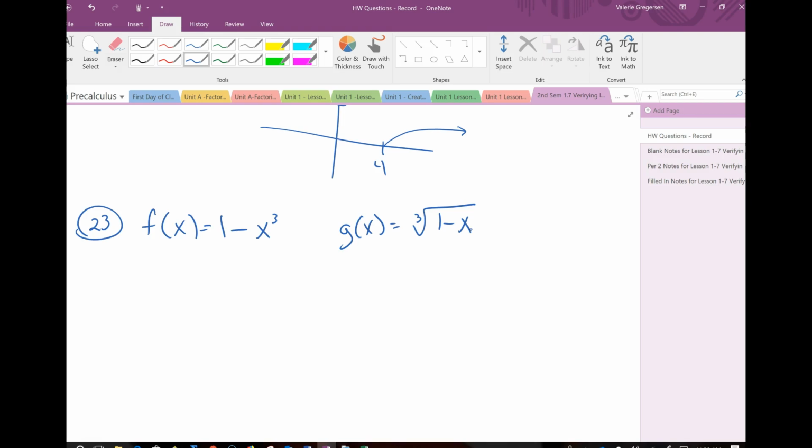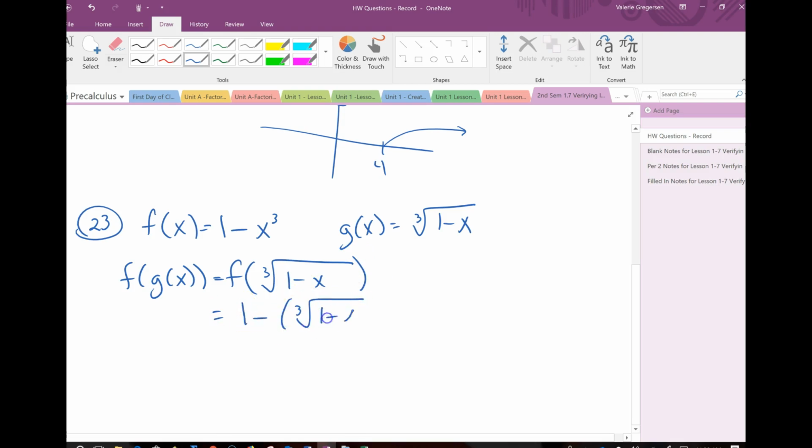So verifying this, it's easy for us to do. We're going to go f of g of x. We want it to equal x. So that means I'm plugging in for g of x. We're doing the cubic root of 1 minus x. That has to go in my function f. So what are we plugging in here? We got 1 minus the quantity cubic root of 1 minus x, cubed.